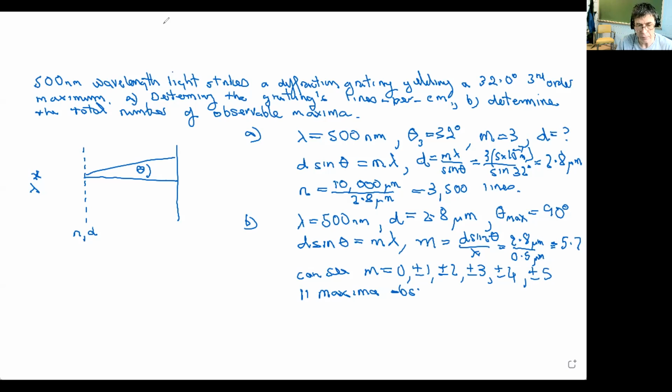Second part of the problem, knowing the diffraction grating spacing or lines per centimeter, we were able to figure out the details of the diffraction pattern we were observing, how many maxima we observed. And we saw them from the central maximum out to fifth order, to m equals plus or minus 5.